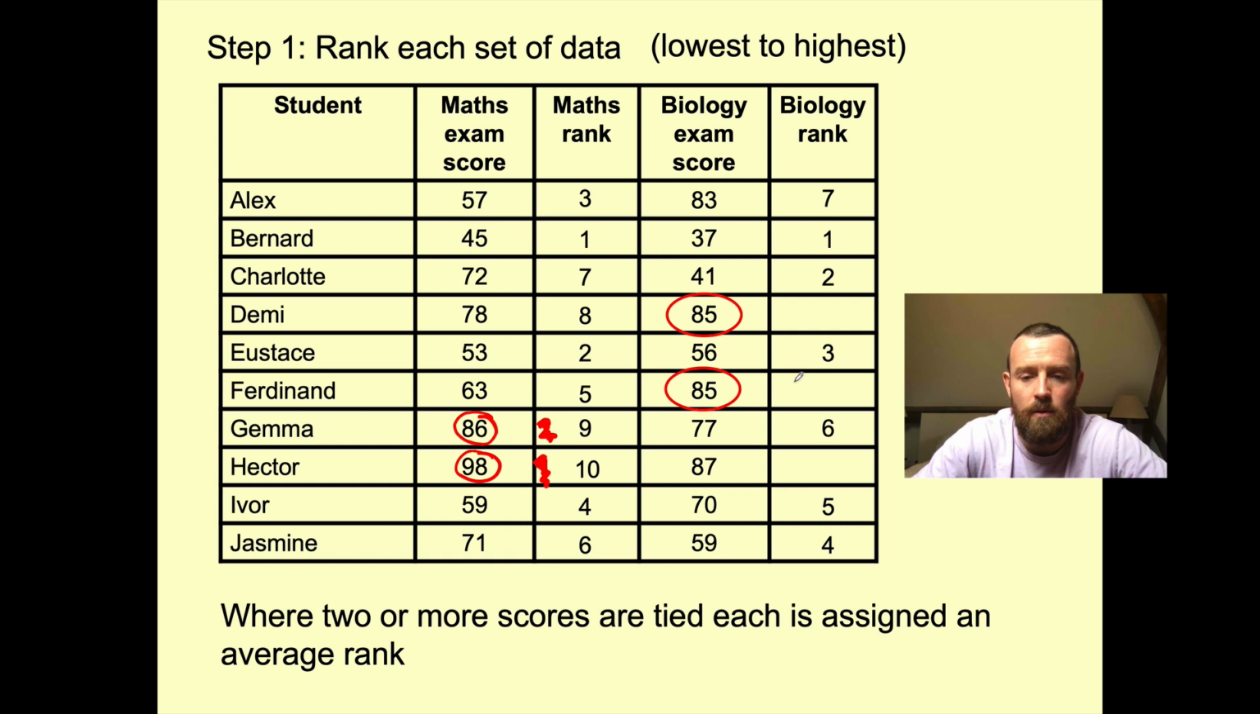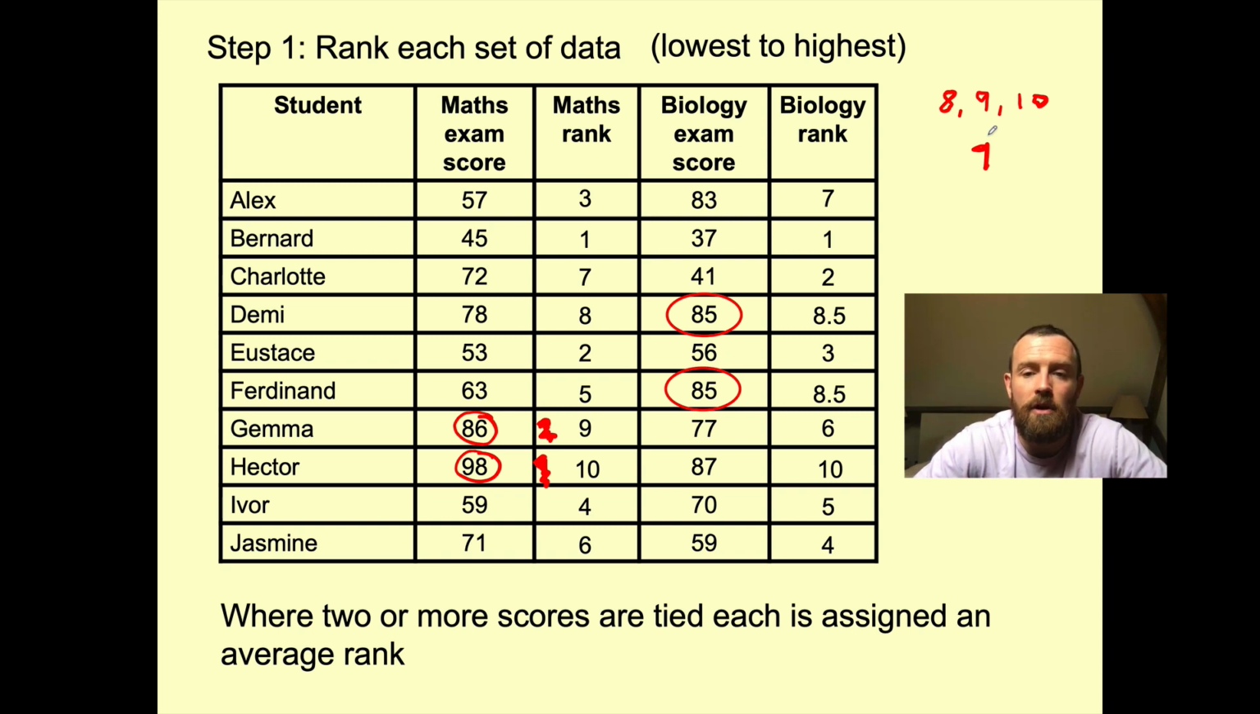Should we put one person as 8 and one person as 9? That wouldn't really be fair. What we do is we use an average rank. So because it was 8 and 9, both people take the rank of 8.5. Just as an example, if we had 3 people with the same score, so ranks 8, 9, and 10, then we would average all 3, which would give us 9. Okay, so that's what we do, and then we continue ranking, 10 for Hector, who got the highest score for both exams.